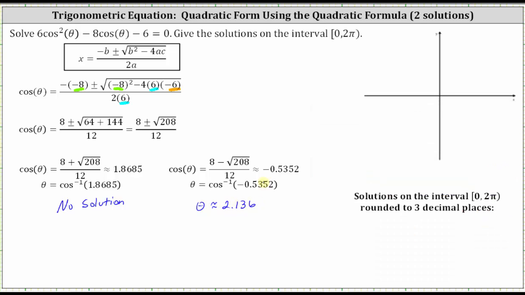But we're not done, because we are looking for all the angles on the interval from 0 to 2 pi that have a cosine function value of -0.5352. And we know cosine is negative where x is negative, and therefore we're looking for angles in the second quadrant as well as the third quadrant. The calculator gave us the angle 2.136 radians, which is in the second quadrant. Let's go ahead and sketch that. Let's say it's approximately here.